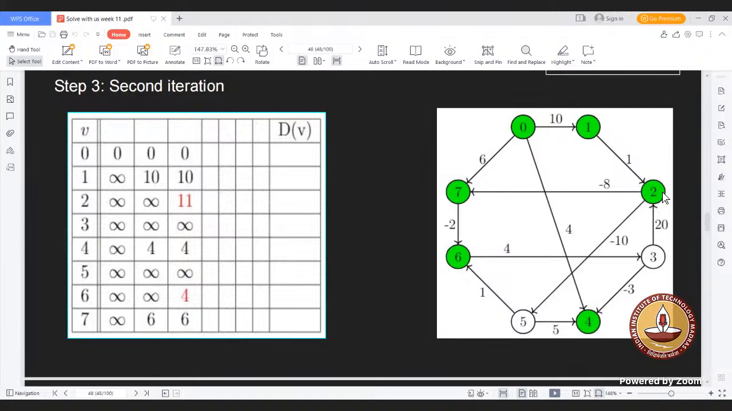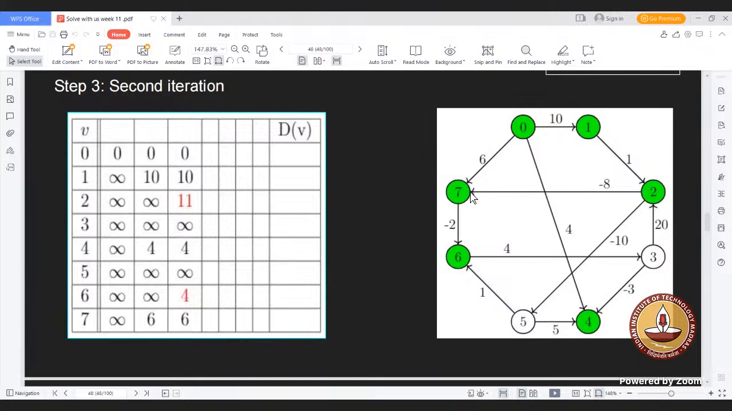From 2 we can go to 7, and from 7 we can go to 5, right? Yes. First we'll see what happens if we go to 5. What will happen if we go to 5? 11 minus 10 will be 1, right? So here at 5 there will be 1.